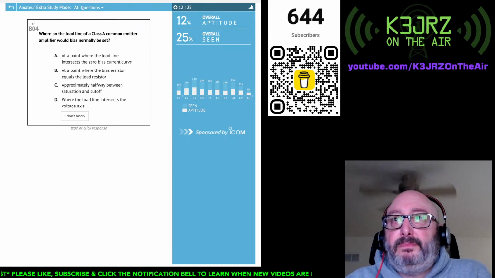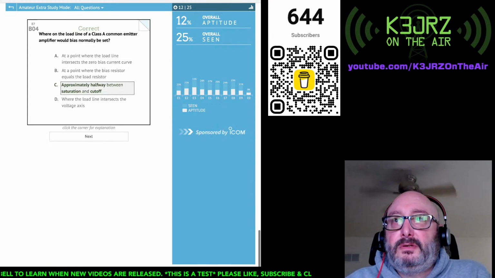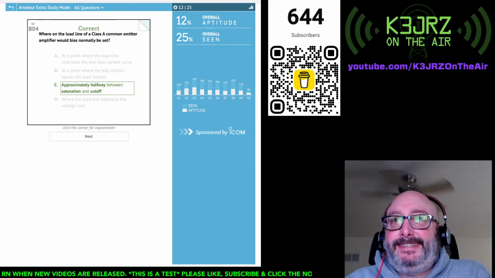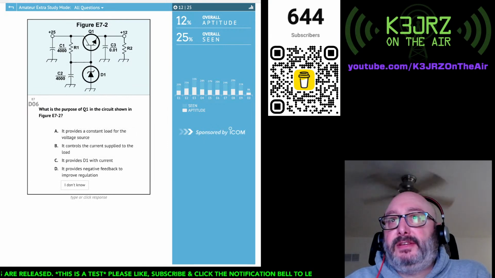At the point where the base bias resistor equals. Oh Lord, I know this. Yay, yay, yay. Should have an applause sound effect for every time I get it right.